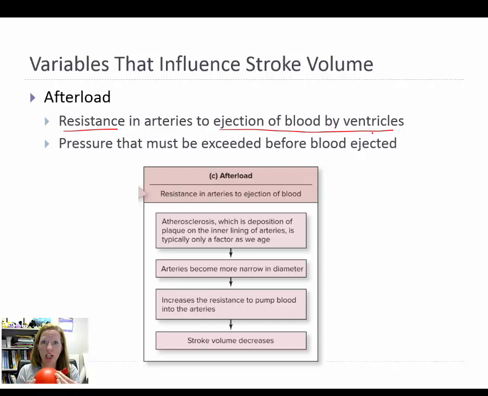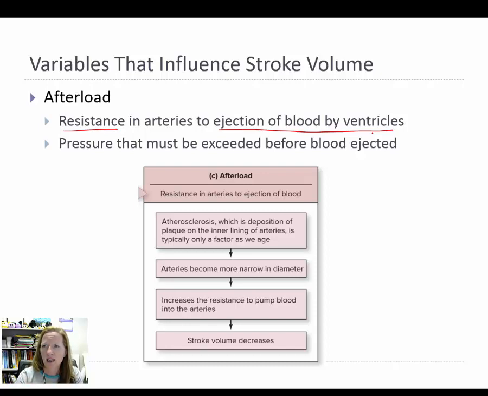It takes a long time to get it out, unlike earlier when I was able to open it freely. So afterload is going to be that resistance on, I guess, the other side of the ventricle trying to get it out. So that can be atherosclerosis lining the arteries. It can be stenosis of the valves because they're so stiff they don't want to open all the way. So it's some kind of pressure that's going against blood ejection. So it's definitely not good at all.